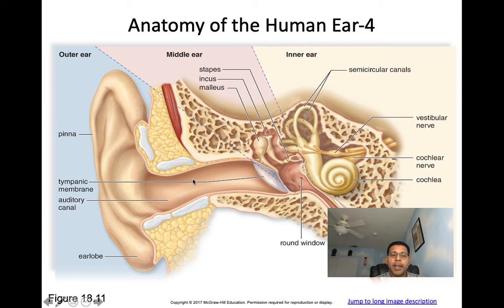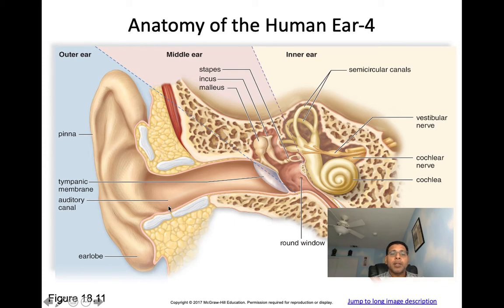So sound is going to make its way in here and hit up against this tympanic membrane, causing the tympanic membrane to vibrate. Now when the tympanic membrane vibrates, it's going to get the three ossicles, the malleus, incus, and the stapes, to vibrate, which will hit up against the oval window. So right underneath the stapes is the oval window. And then down here, you can appreciate the round window. And then inferior to that, we've got our auditory tube.